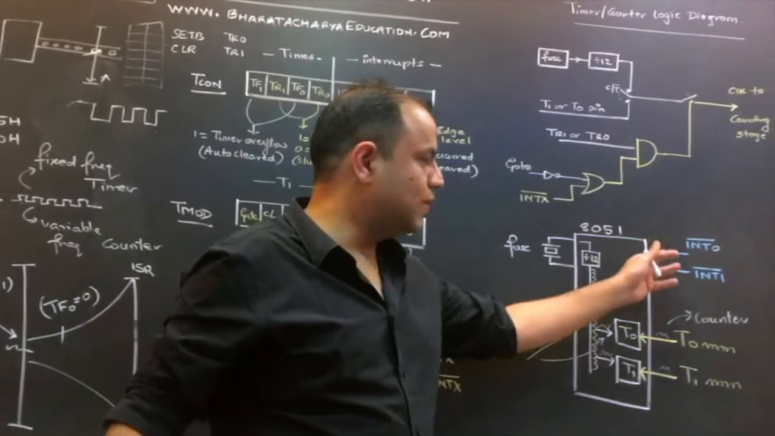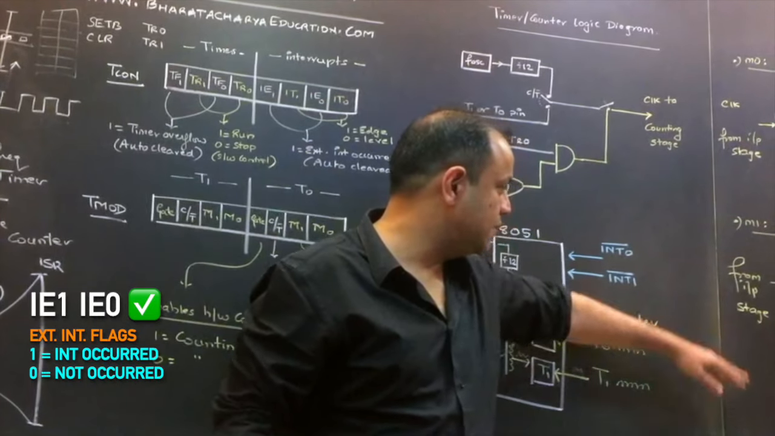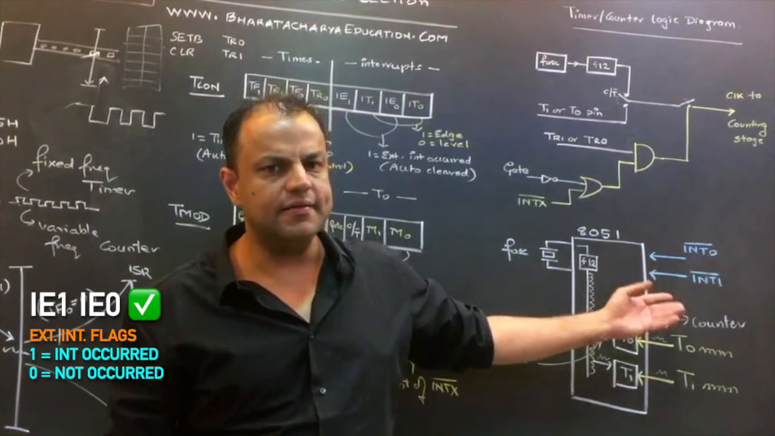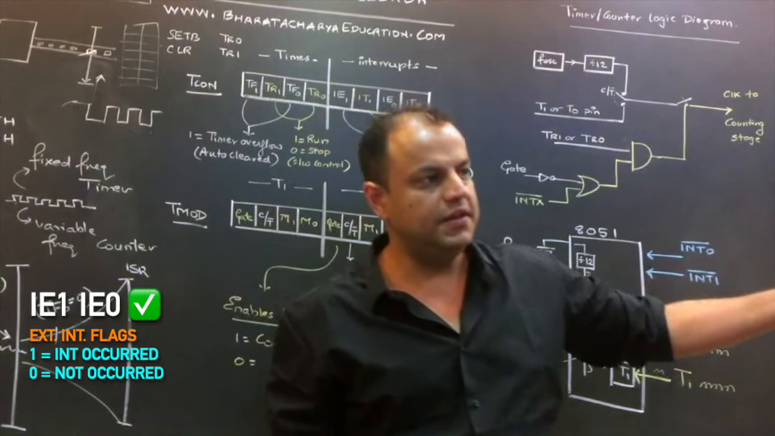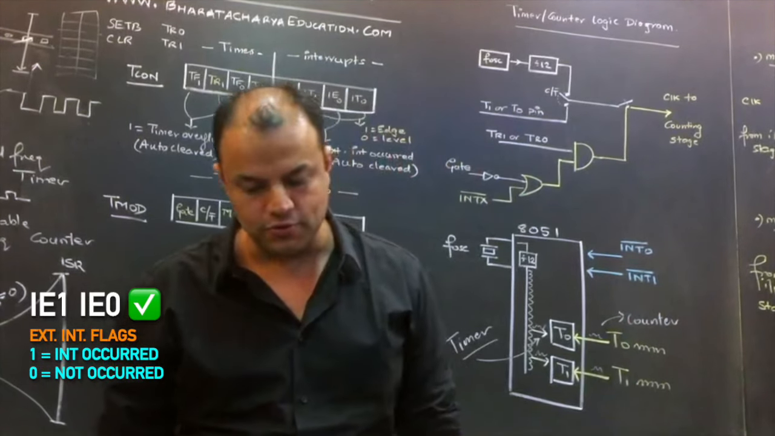Now, these bits have nothing to do with timers. They are related to external hardware interrupts. The interrupts are called INT0 and INT1. Now look here. Take any interrupt, let's say INT0. If INT0 interrupt occurs, what do you know? When an interrupt occurs, processor goes to an ISR. That you know since a long time.